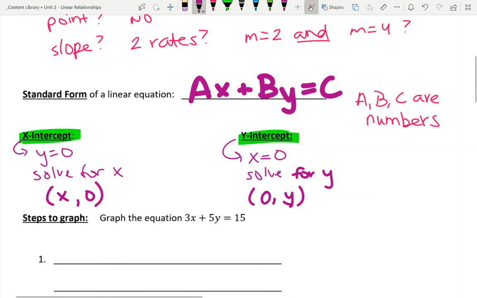So before we look at the steps to graphing from a standard form equation, because that's what we're going to be focusing on today, I'd like you to pause here and go over and update your notes, and then when we come back, we'll go through those steps together.